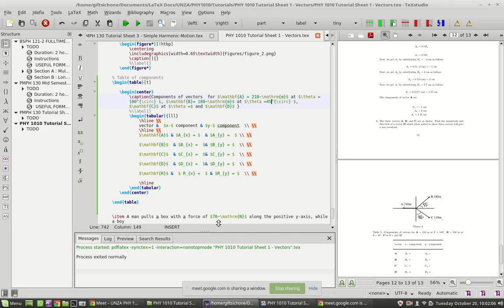Then we move on to vector C. What is the size of vector C? 110 meters. And what angle does it make with the positive x-axis in an anti-clockwise direction? 240 degrees. Sorry, I made a mistake. It's supposed to be 330 degrees. Yes, 330 degrees.